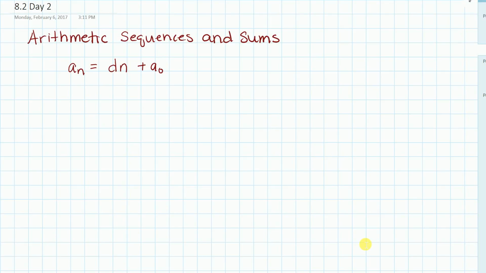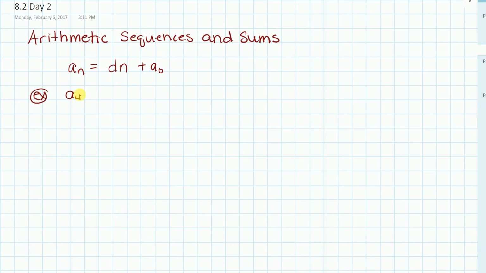Alright, so yesterday we talked about arithmetic sequences, and we found that a sub n you can find by doing dn, where d is the thing you're adding or subtracting, plus a naught, which is the first term. So today we're going to do a little bit of a twist on that.